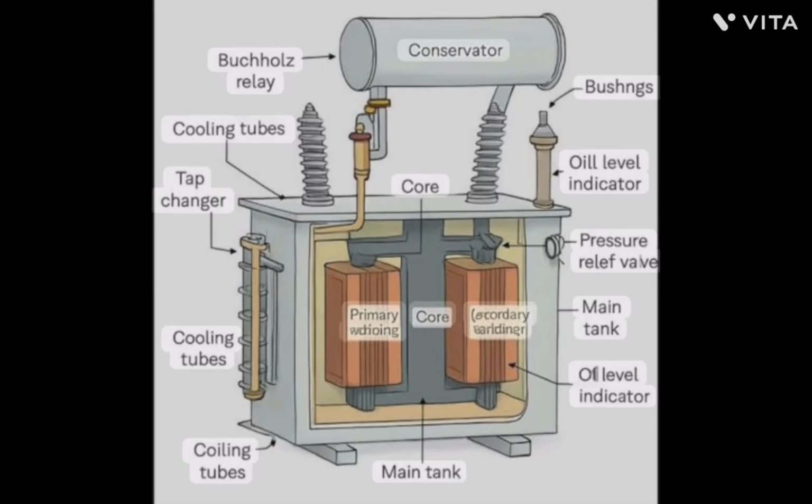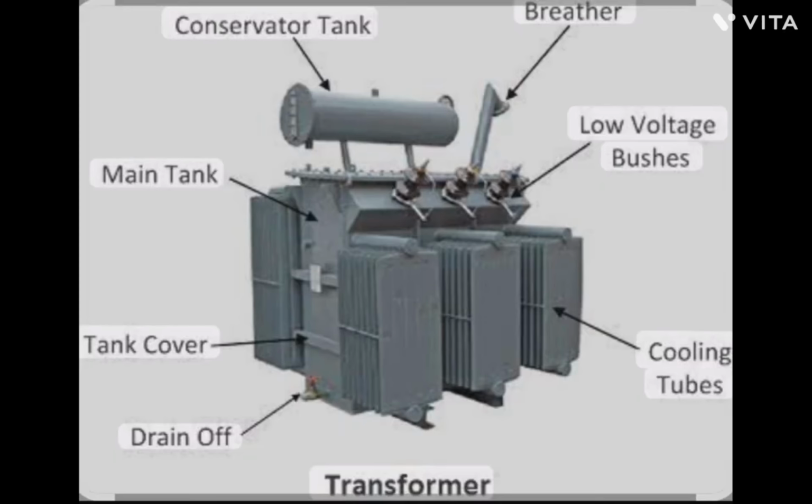A transformer also has some auxiliary parts such as the conservator, transformer oil, Buchholz relay, breather, cooling tubes, and tap changer, etc. We have all seen transformers at some place once in a lifetime. When you see such engineering innovation around you, remember one thing: science is about knowing and engineering is about doing.